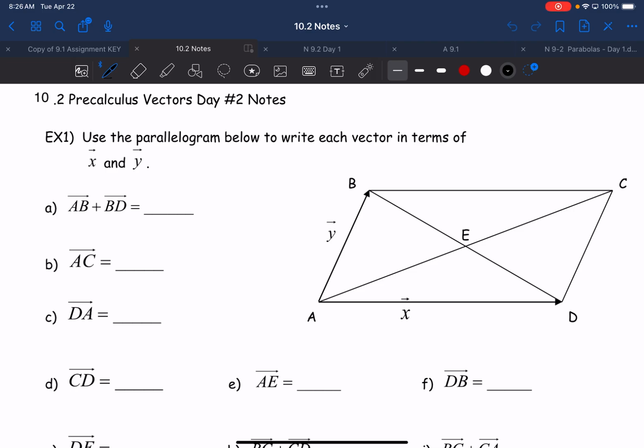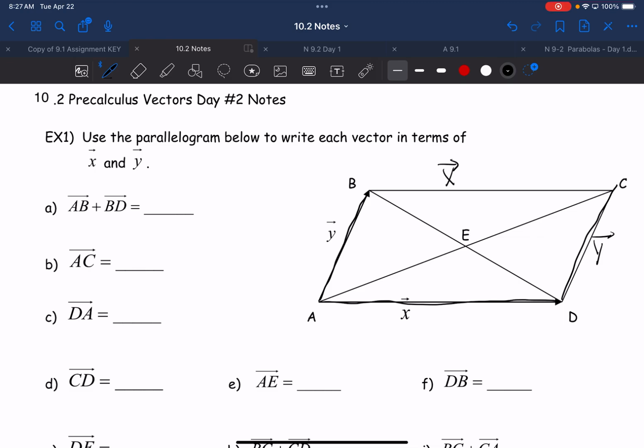They're parallel, and they are also congruent. So if this side is vector x, then this side should also be vector x, right? They're the same as far as measurement goes, right? And if this side is a length of vector y, then this side over here should also be a length of vector y, right? So we know that opposite sides are both parallel and congruent.